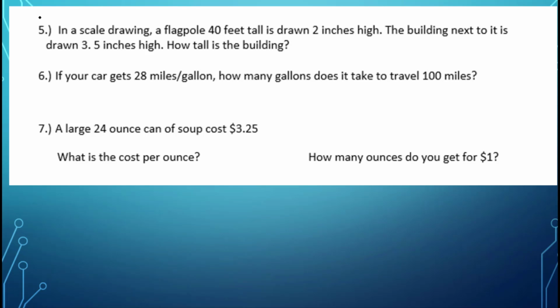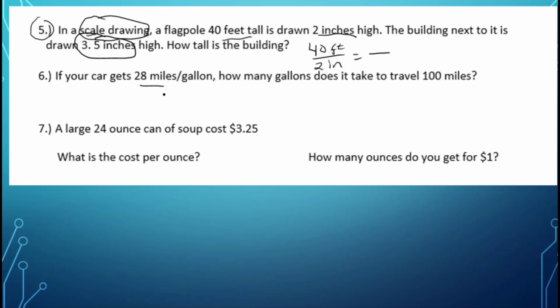Okay, I'm just going to give you a couple hints on these. Number 5, in a scale drawing, a flagpole is 40 feet tall and is drawn 2 inches high. It's a scale drawing, right? Like an architectural drawing. So there's your ratio, and you can either go 2 inches to 40 feet or 40 feet to 2 inches. And we're going to set up a proportion, and it's going to be feet to inches, feet to inches. So you should probably figure out where that one goes, right?